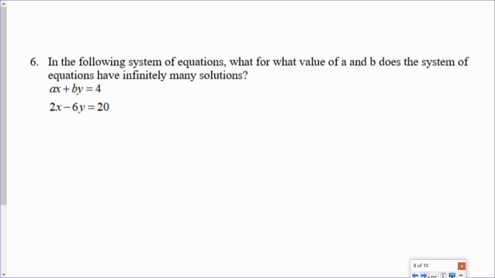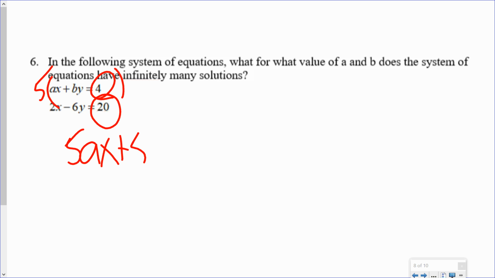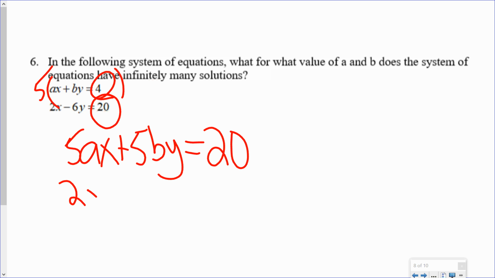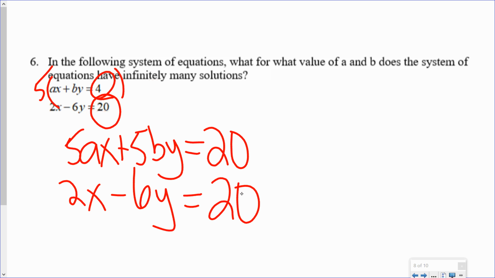In the following system of equations, for what values of a and b does the system have infinitely many solutions? Well, I see 20 on the bottom, I see 4 on the top. They need to be the same. So I'm going to multiply the top equation by 5. I have 5ax plus 5by equals 20. I have 2x minus 6y equals 20. So in order for these to have infinitely many solutions, they must be the same.